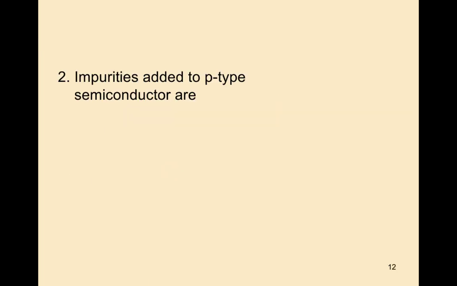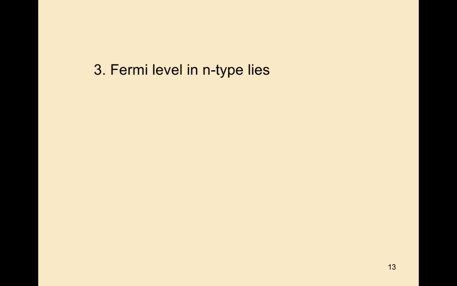Second question: impurities added to a p-type semiconductor are trivalent, tetravalent, or pentavalent. What are the impurities added to get a p-type semiconductor? The correct answer is trivalent, so A is the correct answer. Trivalent atoms are added to get a p-type semiconductor.